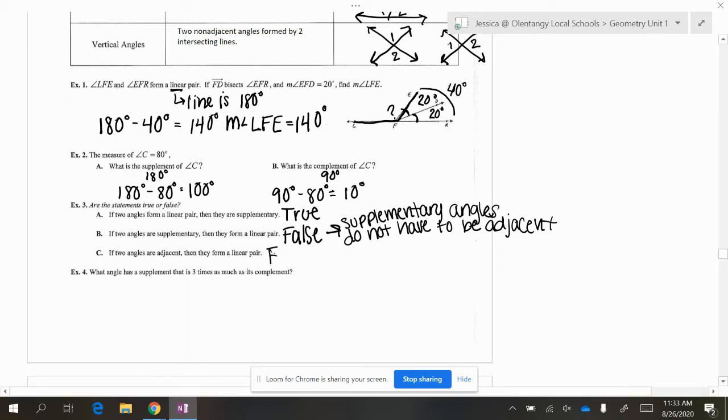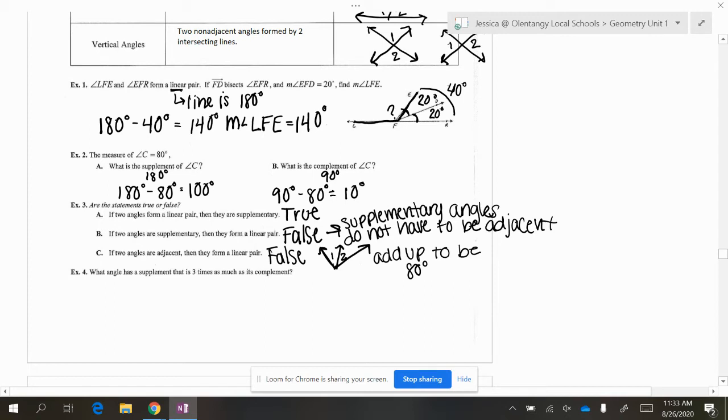If two angles are adjacent, then they form a linear pair. This one is also false, because I could have 1, 2, these two angles that may add up to be, let's say 80 degrees. So they do not have to add up to be 180.